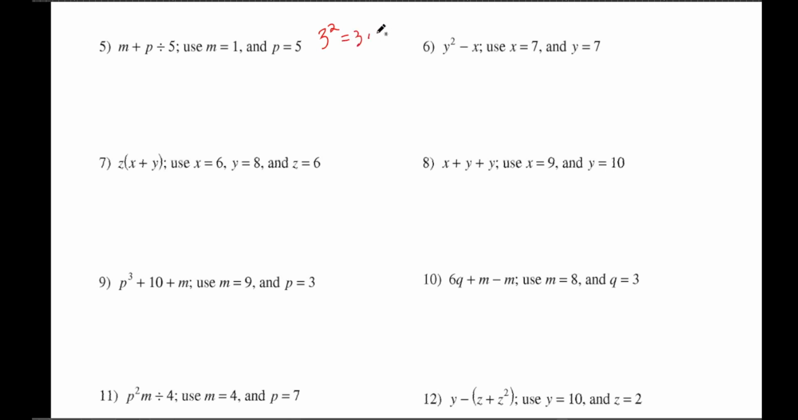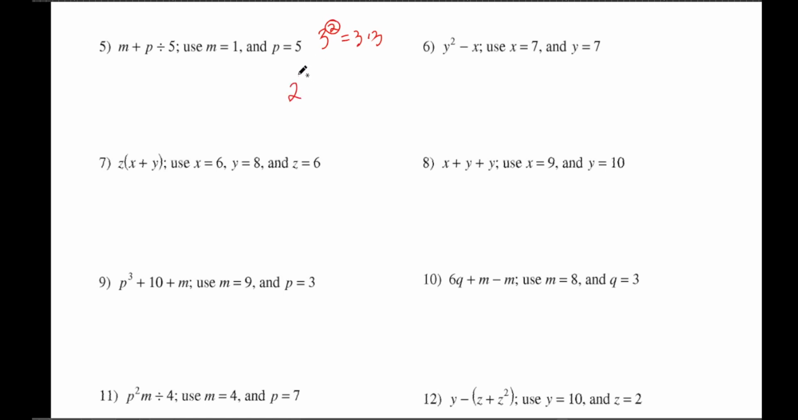It means 3 times 3. Doesn't mean 3 times 2. It means you take that number. We call that the base. You take that base and you multiply it how many times? Twice. Okay? You multiply by itself that many times. Everybody see that?